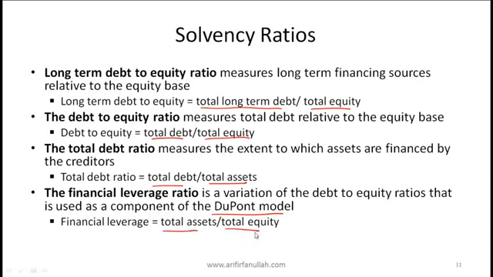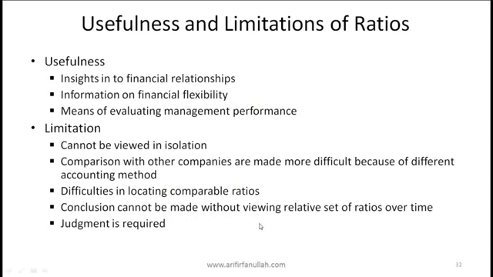The usefulness and limitations of ratios. Ratios give you insights into financial relationships. As mentioned earlier, if you want to see whether inventory is going up or down, simply looking at inventory numbers is not as useful as looking at inventory relative to total assets. It gives you information on financial flexibility. Companies that have, for example, very low debt to asset ratios will have more flexibility than companies which have high debt to asset ratios.